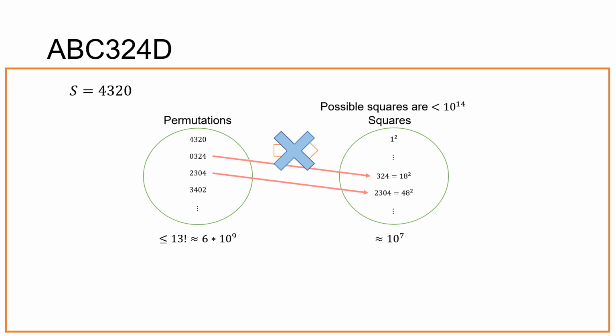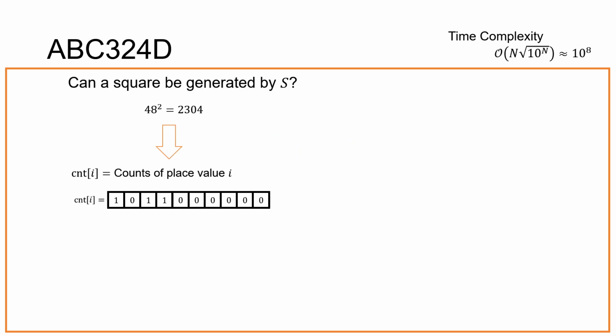Its size is 10 to the 7th and it's small enough. So first we write down all the squares and then check if each square can be generated by S and its permutation or not. Let's think about how to check each square can be generated by S or not. I'll explain it with 48 squared.